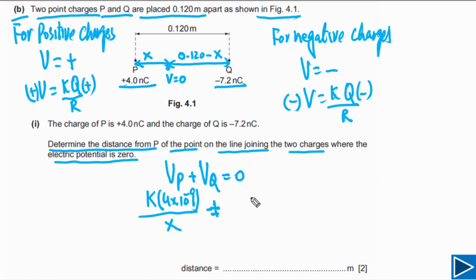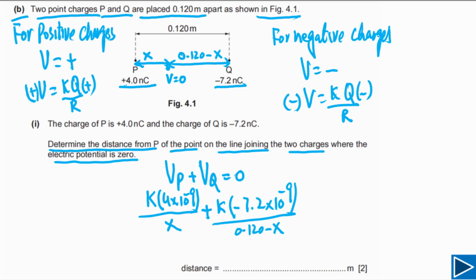So this is plus sign. And this is negative charge, so the potential of this one will be negative. So we will use negative sign here. So this is negative 7.2 times 10 to negative 9, divided by the distance. And the distance between the charge and the point is 0.120 minus x.